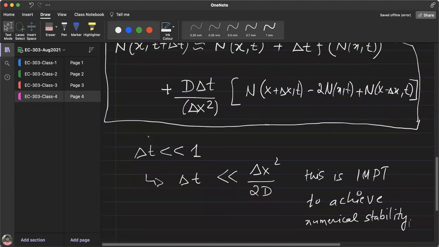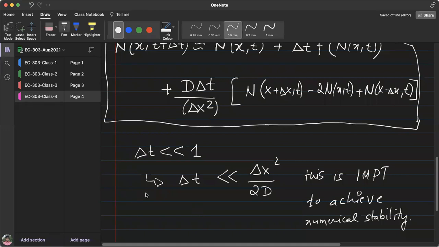Now you have to choose delta x and delta t small enough for the derivative approximation to hold true. Clearly delta t has to be very small. What is important to note here is that delta t has to be less than delta x squared by 2d. If you don't do this, you won't achieve numerical stability of your solutions. I'm not giving you any reasons, just stating a matter of fact. This is usually covered in numerical analysis courses. So when you're doing simulation, this must be ensured. Is that fine?